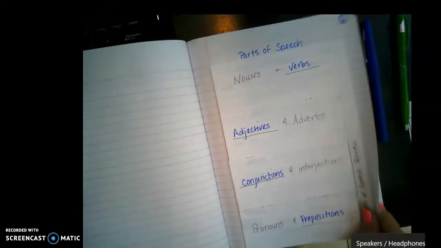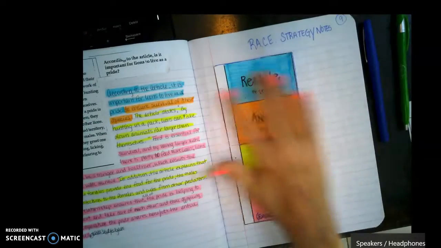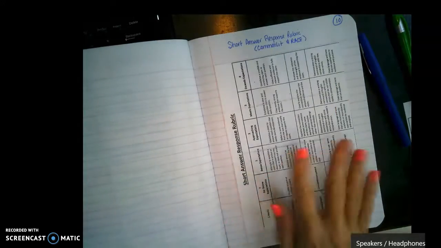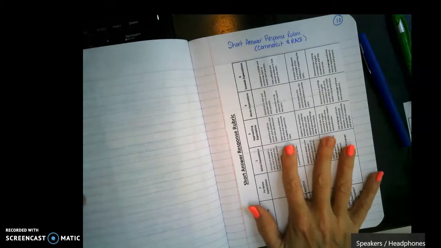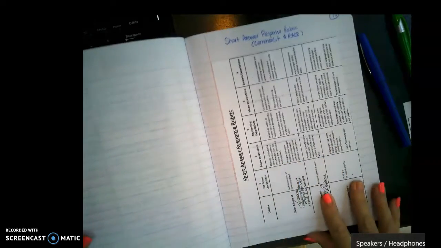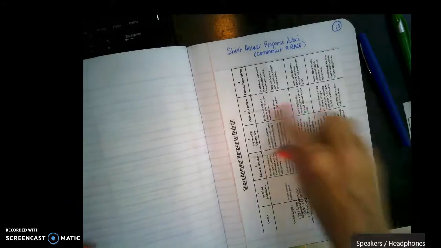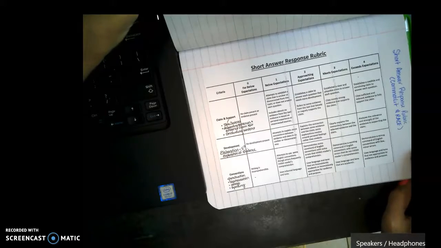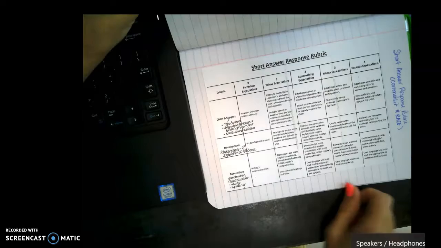So I will turn to page 10. Here's our RACE strategy, which we'll do on Monday. And here is the short answer response rubric, which I have put in my notebook already on page 10. I turned it sideways so that I can do it this way and read it as I do my paragraphs. So make sure that you get that in there.